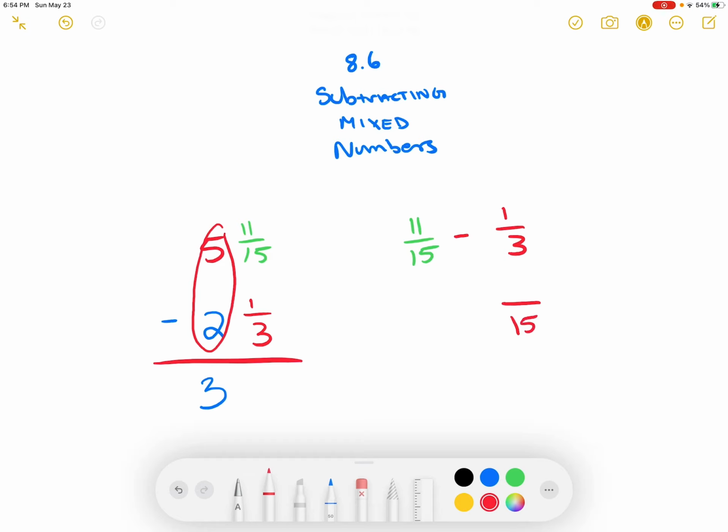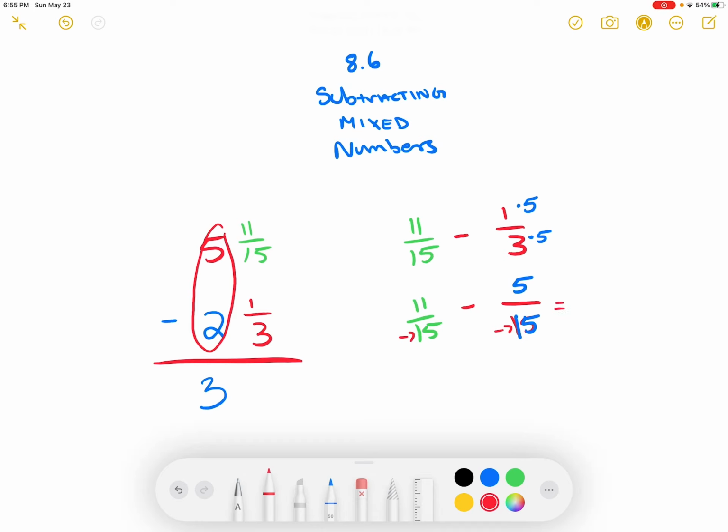Well, if you know your math facts, you'll know that 15 is a multiple of 3. And how do we get it? We multiply by 5. 3 times 5 will give you 15. And so what I do to the bottom, I can do to the top. 1 times 5 is 5. So now my new equation is 11/15 subtract 5/15. They have the same denominator, 15ths, or same pieces now.